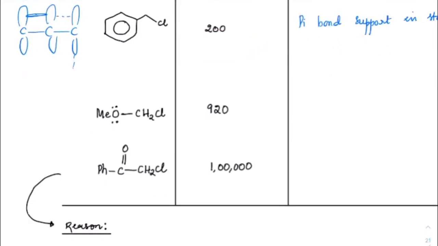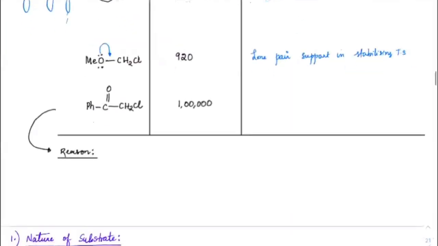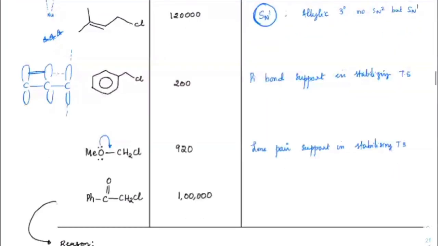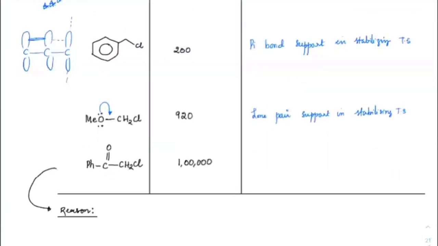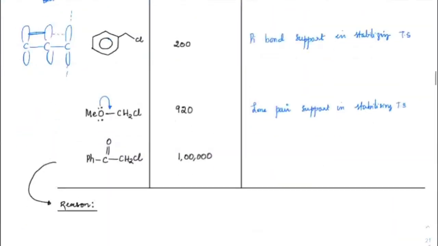Next, like I told you, in case there is a lone pair also supporting, then also the transition state gets very, very stable. So here also you can see lone pair support in stabilizing transition state. Okay, lastly, this is a very important case which you can see has increased so drastically, almost 1 lakh times more than that of a regular 1 degree alkyl halide.